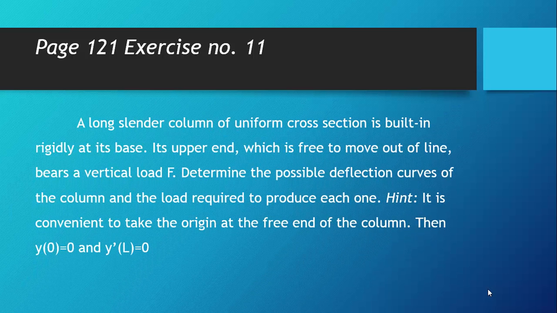A long slender column of uniform cross-section is built in rigidly at its base. Its upper end, which is free to move out of line, bears a vertical load F. Determine the possible deflection curves of the column and the load required to produce each one. Hint: it is convenient to take the origin at the free end of the column. Then y(0) = 0 and y'(L) = 0.